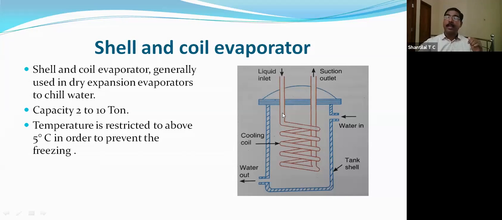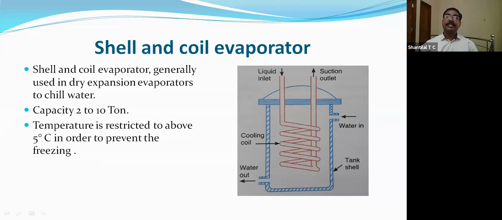Through that coil, the primary refrigerant is going. The primary refrigerant has an inlet and an outlet. Through the inlet, liquid refrigerant is coming; through the outlet, vapor refrigerant is going out. Here the secondary refrigerant is coming and enters the tank. Then the primary refrigerant absorbs heat from the secondary, and the secondary is chilled. The chilled secondary refrigerant goes out to the AHU or some other purpose for cooling.